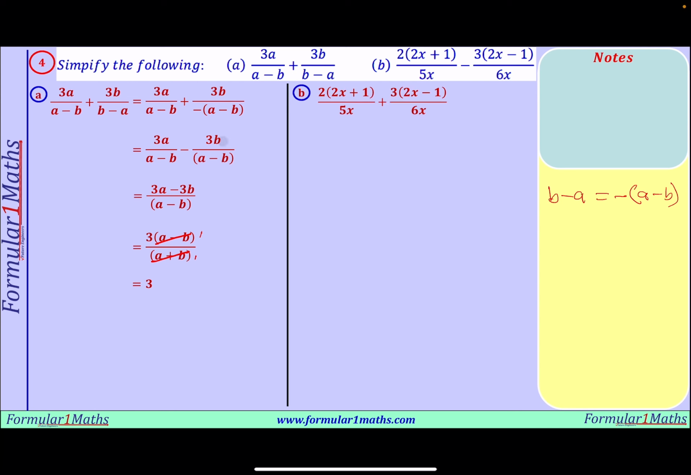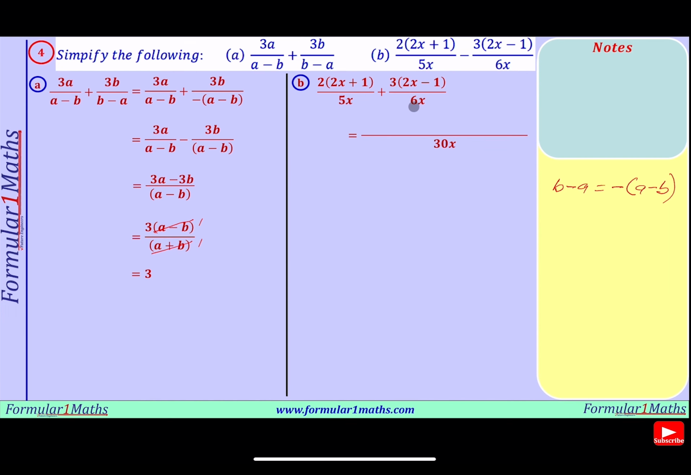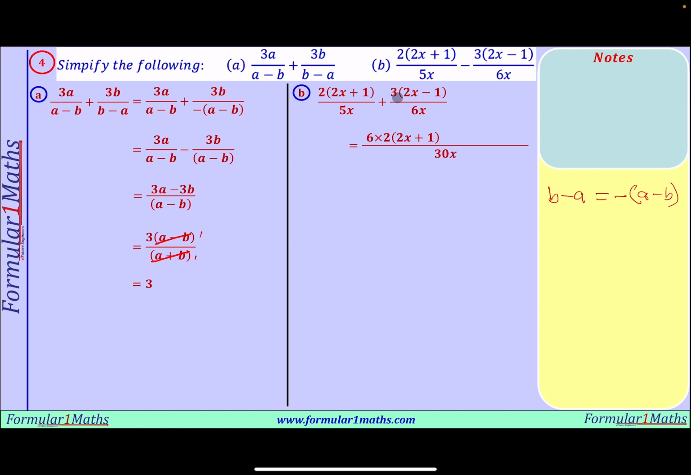B. We look at the denominators again to find a common denominator, which will be 30x. So that's 30x. 5x goes into 30x 6 times. So I multiply 6 by the numerator here to get this. Then 6x goes into 30x 5 times. 5 times the numerator here will be this.